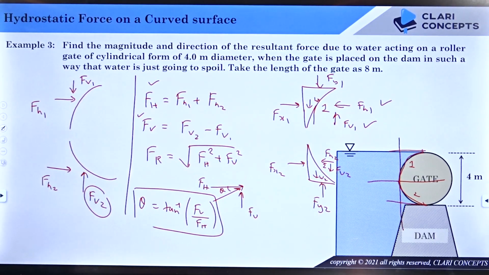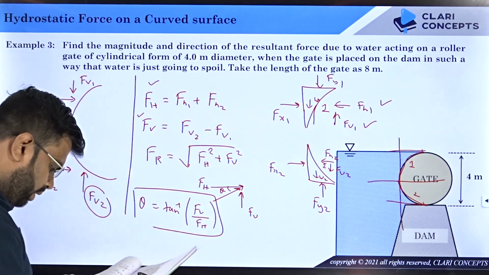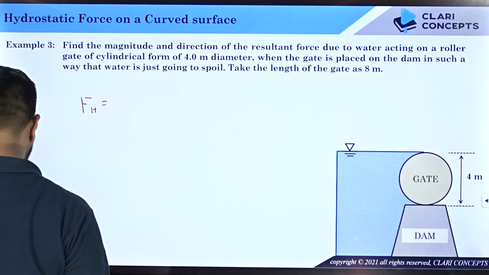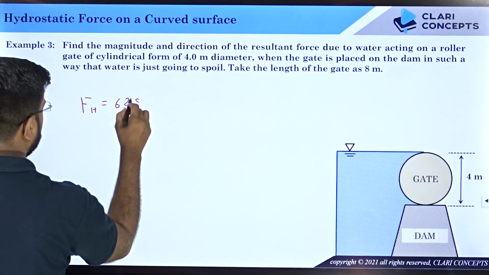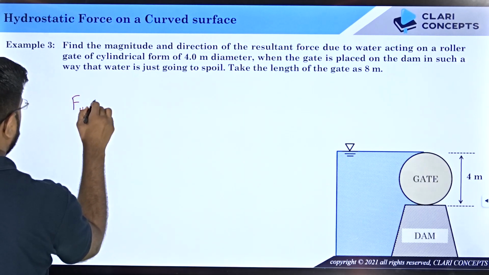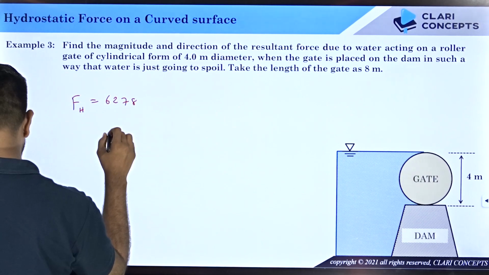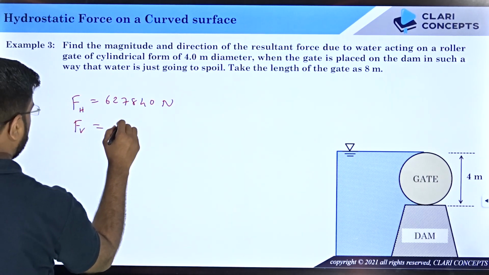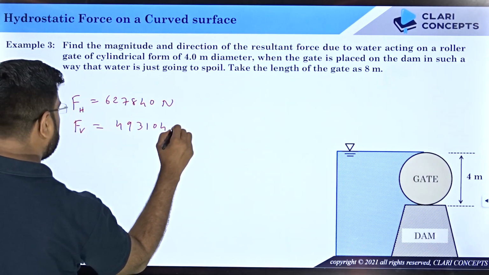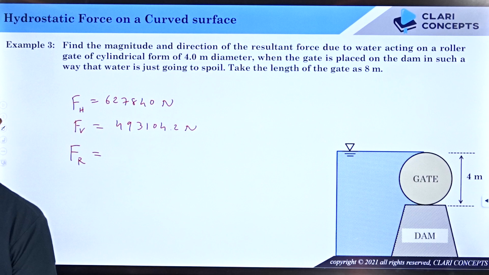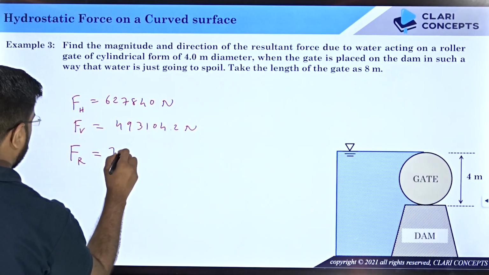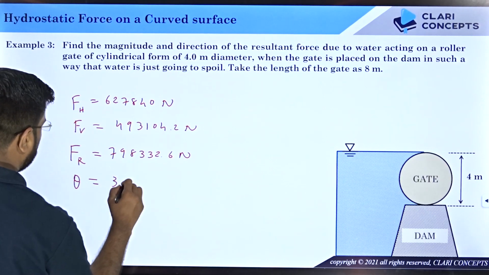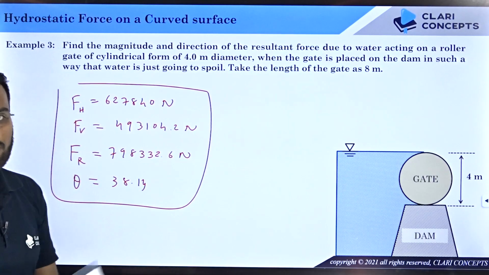Let me give you the answers so that you can verify them. The total horizontal force Fh that you should get is 627840 newtons. The net vertical force Fv that you should get is 493104.2 newtons. This will give you a resultant force of 798,332.6 newtons, and the angle theta was 38.14 degrees. These should be your answers. Just verify it once. This is for your self-study.